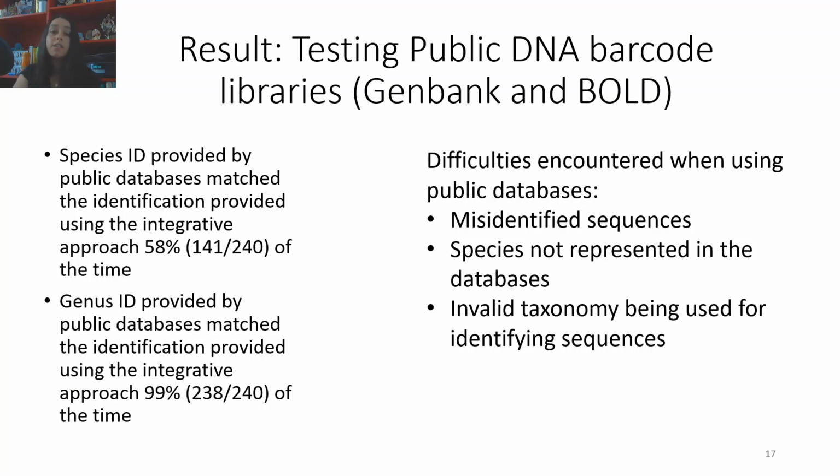Second, the second largest category were species that were not represented in the databases. This made it difficult for us to assign a confident species identity using these public databases, since we weren't able to determine whether or not a specific sequence belonged to a species if there was no representative for it in the public databases. And finally, invalid taxonomy that was still being used for these reference sequences in the public libraries made it difficult for us to utilize these to identify our sequences.